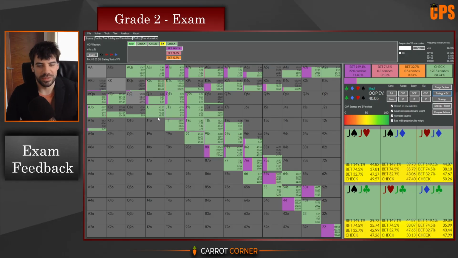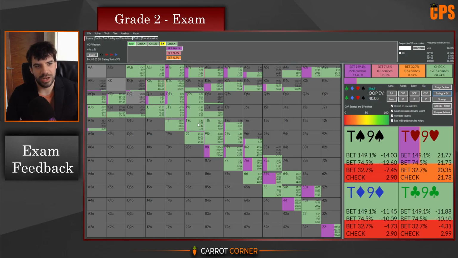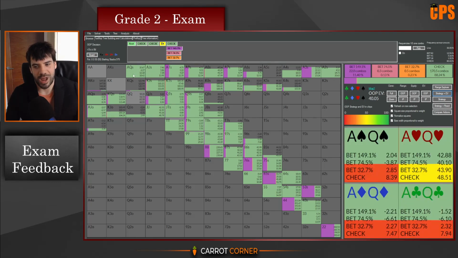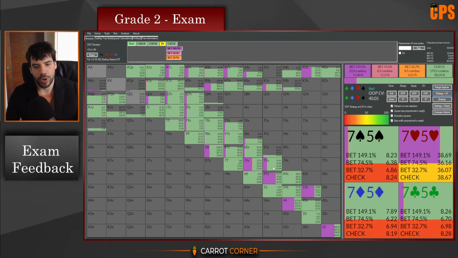So 7-5 of clubs is a much, much better bluff than ace queen, because even though ace queen is a better hand and has more equity and more nutted redraw, 7-5 has a more positive bluffing EV. That's the difference between bluffing and not bluffing, as we're going to meet that term fully in grade 3.